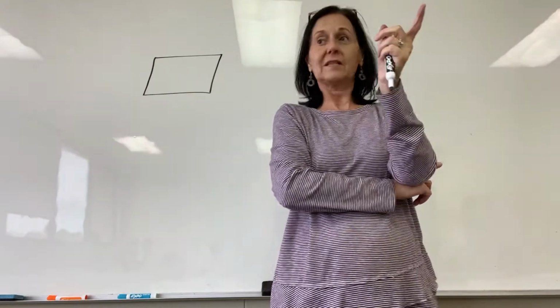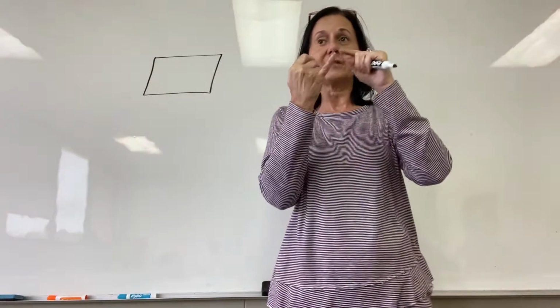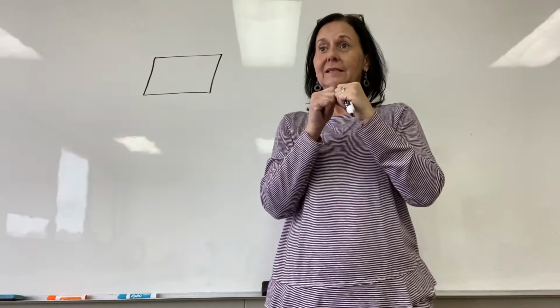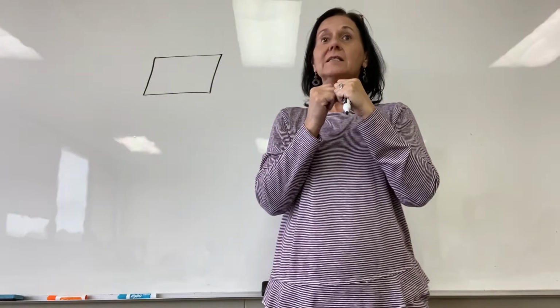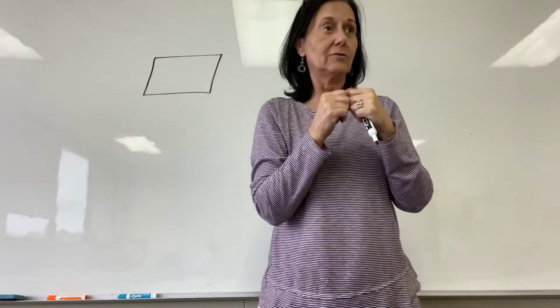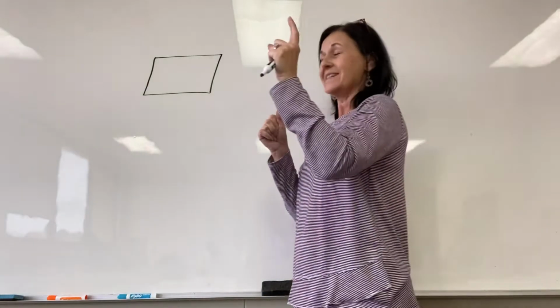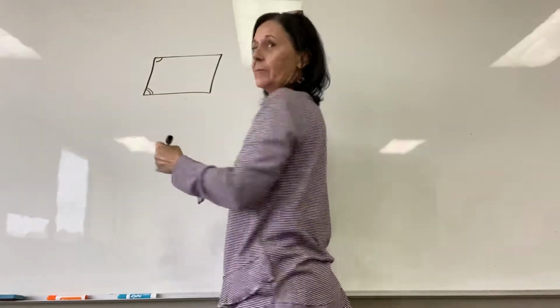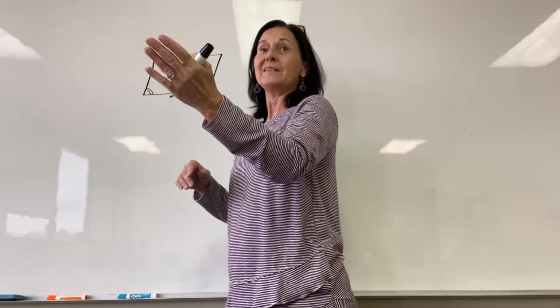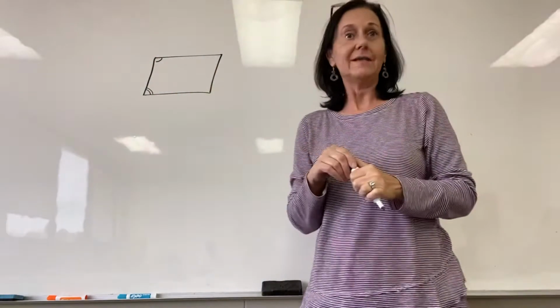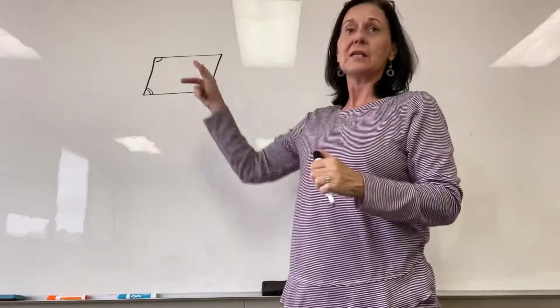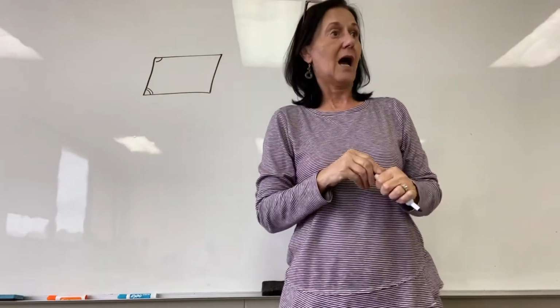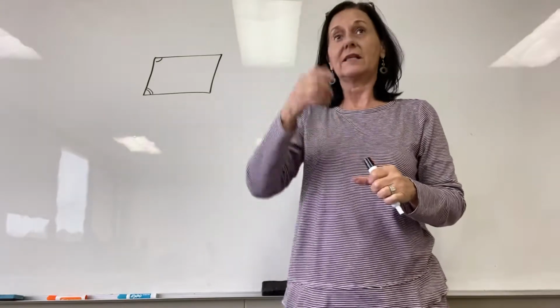But in previous lessons, what else do we know? Opposite sides are equal and parallel. Adjacent angles are supplementary. That's right. Adjacent angles are supplementary, but opposite angles are equal, right? A parallelogram has two sets of parallel sides and two sets of sides that are equal.